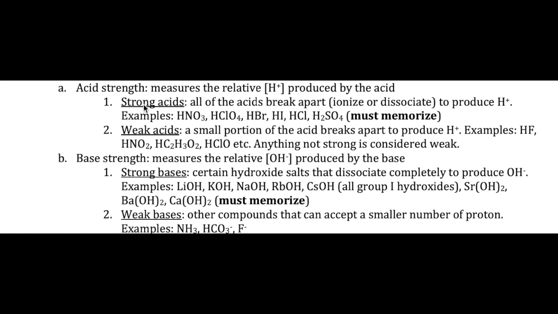Now, how do you know whether an acid is strong or weak? Well, at this point, you have to memorize them. The easy way is to memorize the strong acids, and then anything that is not part of the strong acids would be considered a weak acid. So the strong acids listed here are these 6: HNO3, HClO4, HBr, HI, HCl, and H2SO4. All of these are aqueous acids that are strong. If you're given any other acid, those are all weak. So these are some examples of the weak acids.